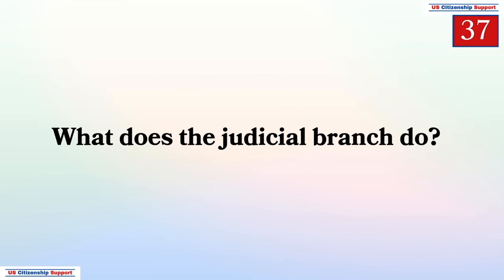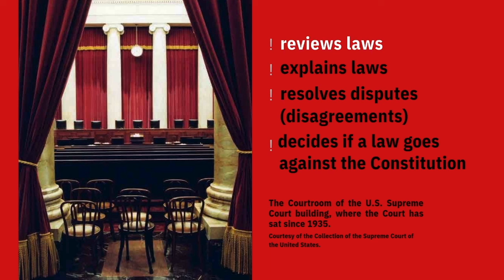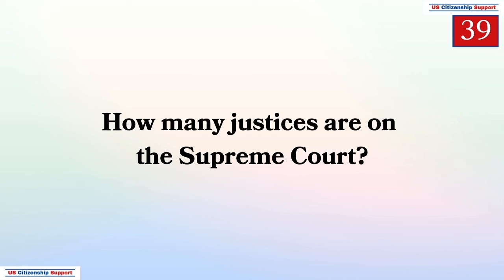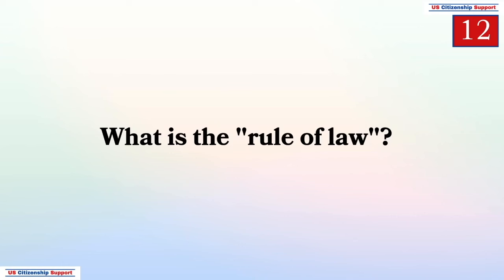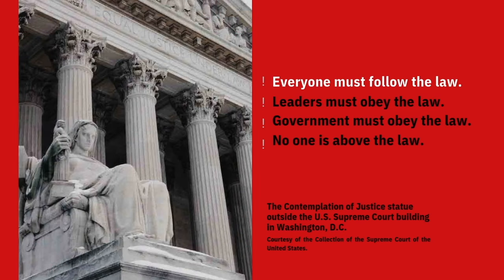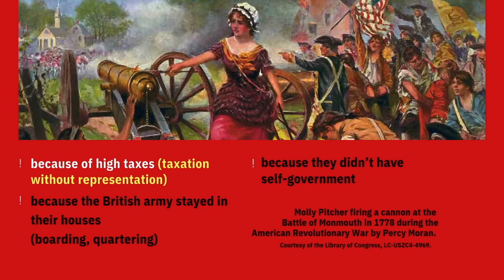What does the judicial branch do? Reviews laws. How many justices are on the Supreme Court? 9. What is the rule of law? Everyone must follow the law. Why did the colonists fight the British? Because of high taxes.